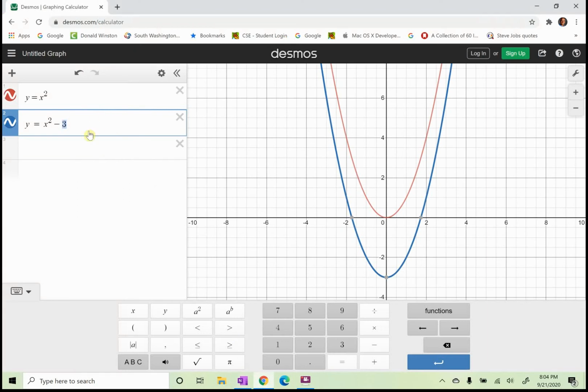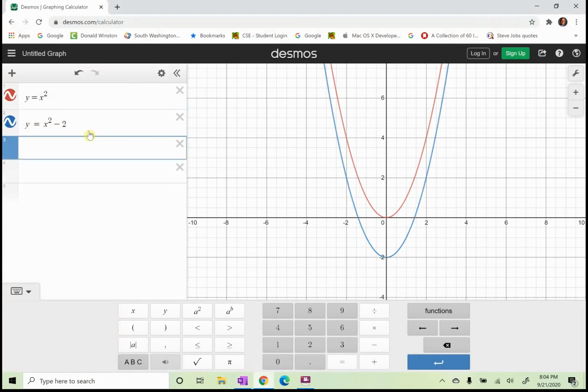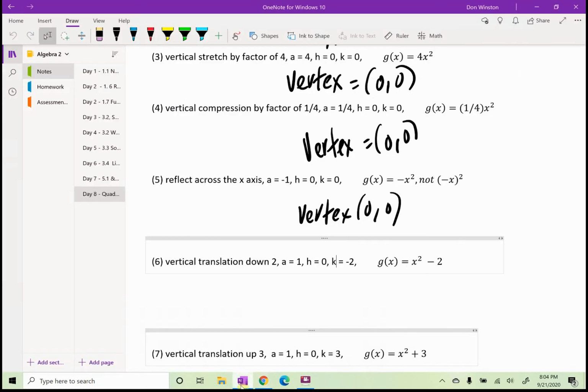Notice that my graph shifted down 2 units. The vertex, however, is now 0, negative 2. H is still 0, but now K is negative 2. So my vertex here will be 0, negative 2.